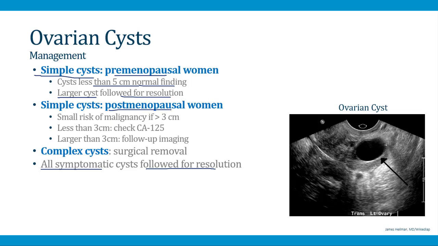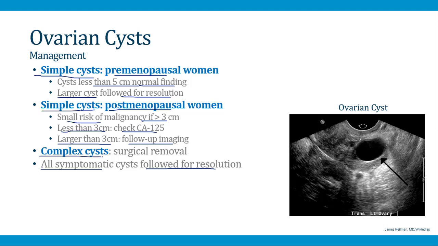In postmenopausal women, the risk of ovarian cancer is higher, so there's different management of simple cysts in this group. There's a small risk of malignancy if the cyst is greater than 3 centimeters. So usually what's done is if the cyst has a size that's less than 3 centimeters, then you check a CA-125 level. This is a marker for ovarian cancer. And if the level is low, then usually that cyst can be considered to be benign. If, however, the cyst is larger than 3 centimeters, then usually it's followed over time. And if it grows in size, consideration is given to surgical removal.